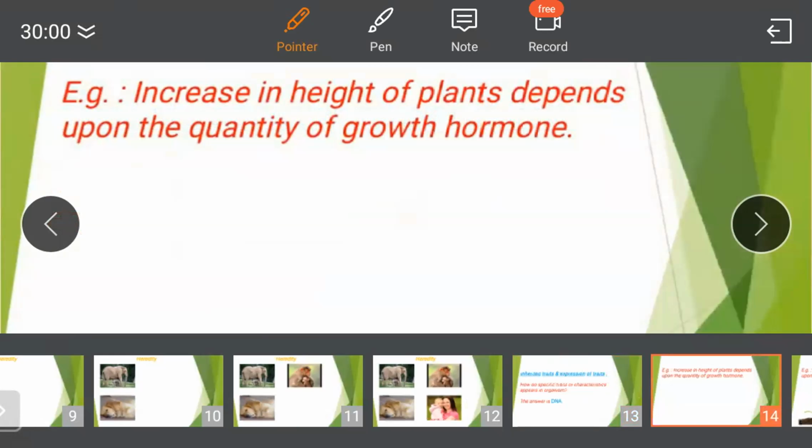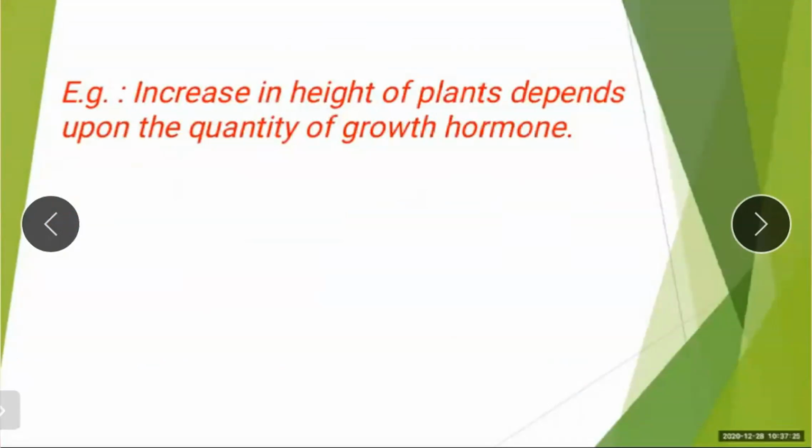Heredity. Now, what is this? The inherited characters are based on the chromosomes present in the cell. All these characters which we have seen are present in the cell, and the DNA molecule is present in the chromosomes. DNA is present where? In the chromosome.